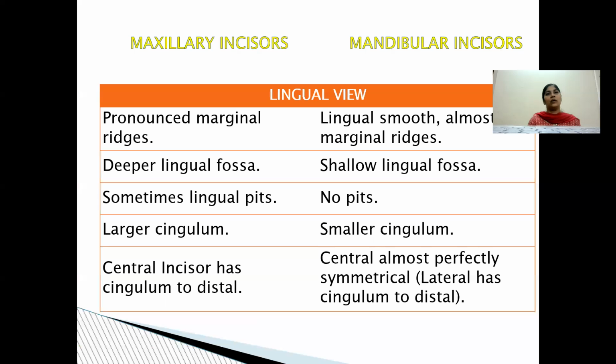So the next is the lingual aspect. In the maxillary permanent incisor, you have more pronounced marginal ridges as well as the cingulum.